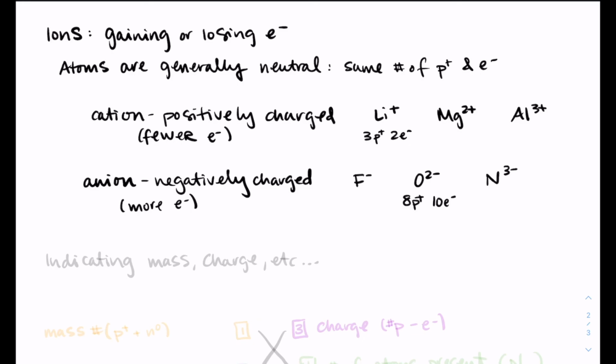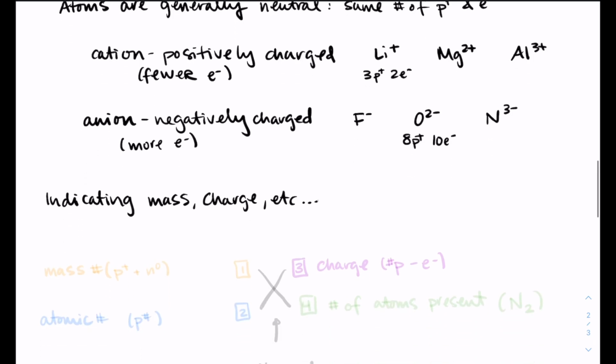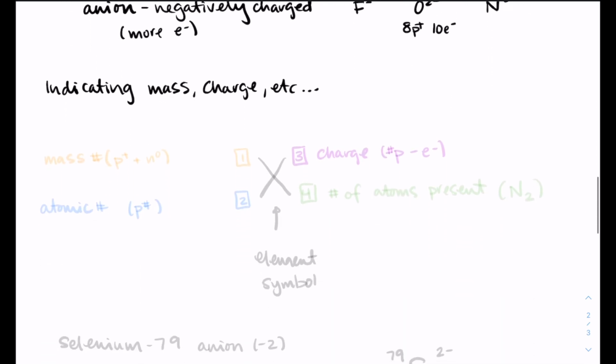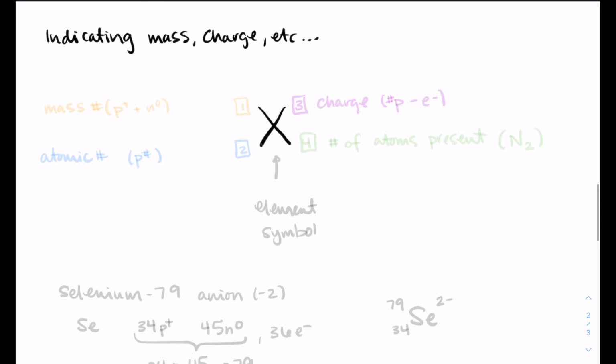Oxygen with a negative 2 charge, and I have this one written out for you. So oxygen has an atomic number of 8. So if it has a negative 2 charge, it has to have 10 electrons to have that negative 2 charge overall. And nitrogen likes to form negative 3 ions, or negative 3 anions. So ion is the generic word, cation means positive, anion means negative.